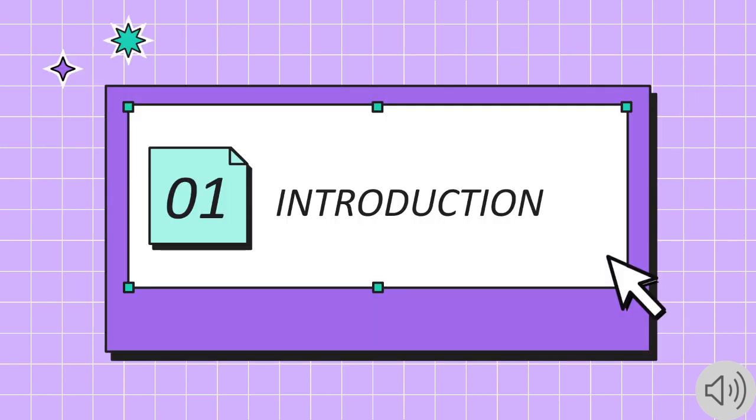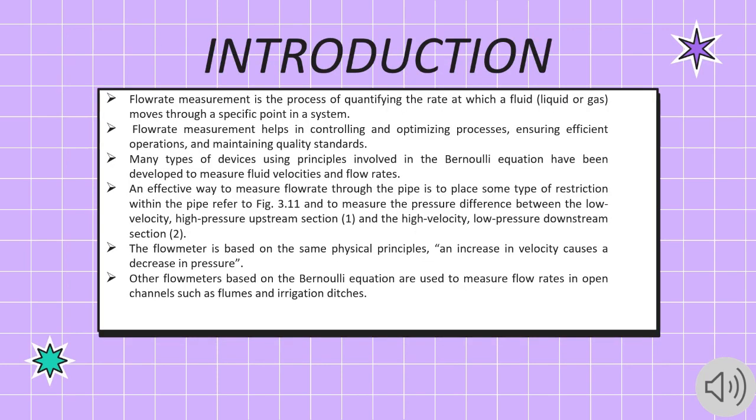Let us move on to the introduction. In this presentation, we will know that flow rate measurement is the process of quantifying the rate at which a fluid moves through a specific point in the system. Also, it helps in controlling and optimizing processes, ensuring efficient operation and maintaining quality standards.